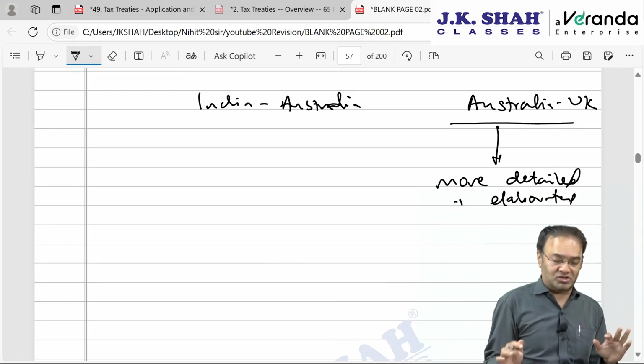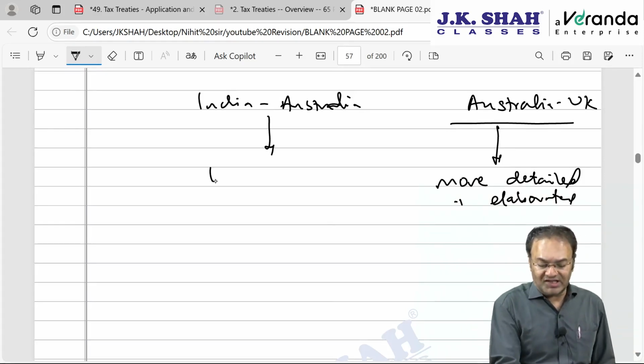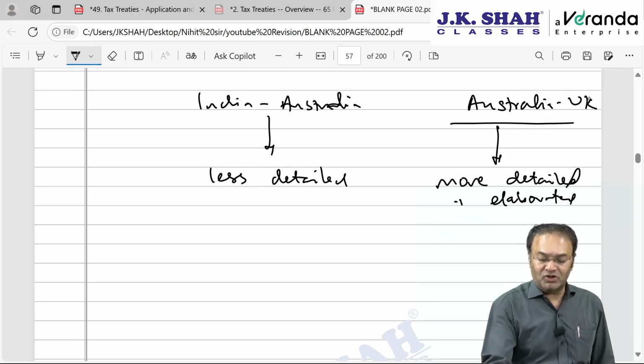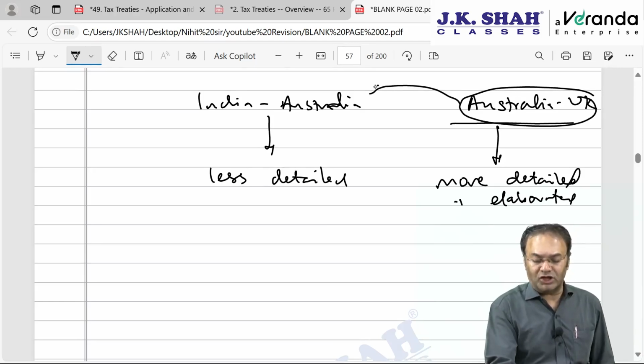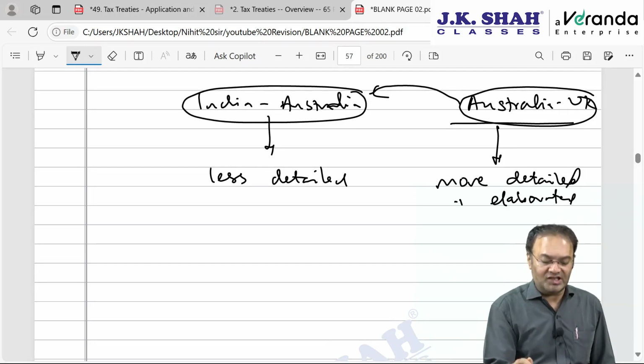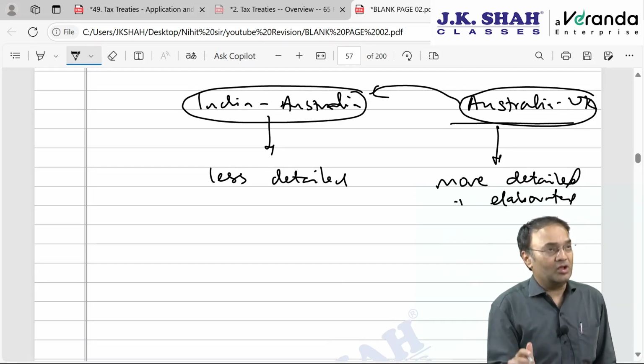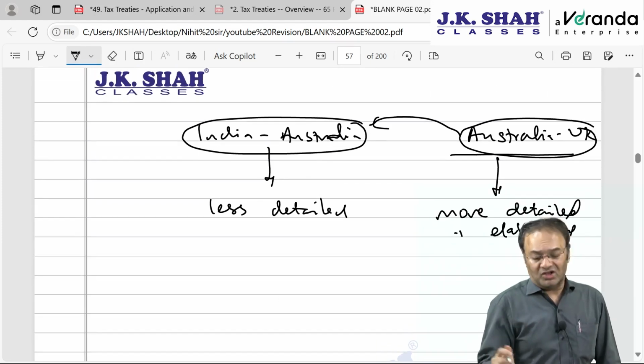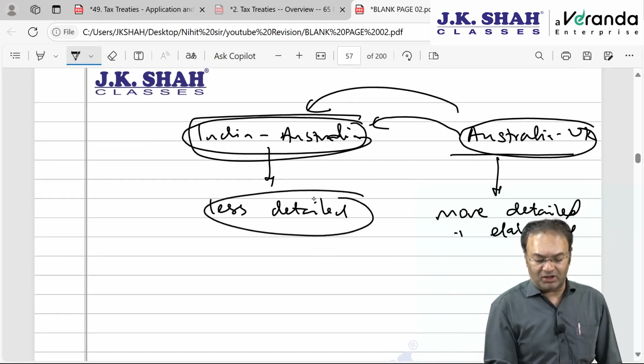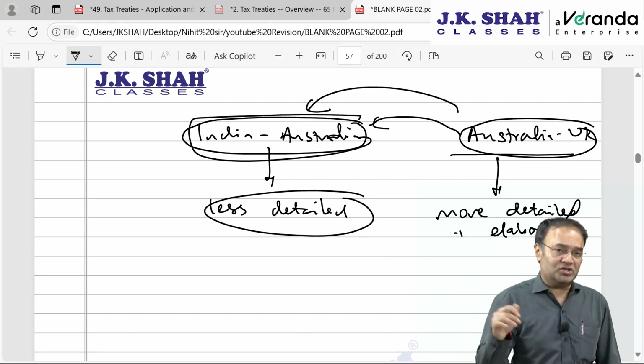Both of them are based on the OECD version. However, this one is less detailed or less elaborated. In such a situation, the provisions of this treaty can be used for interpreting this particular treaty, which is less elaborative. However, this principle is not acceptable to most of the countries. Most of the countries feel that if the same provisions were to be incorporated here, then why is this treaty less elaborative? Why are the same provisions not included here?